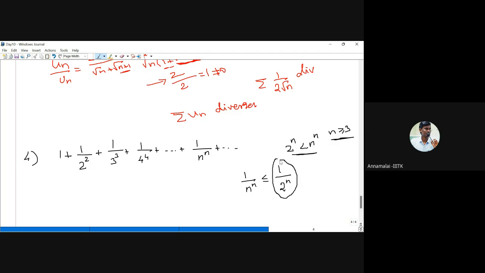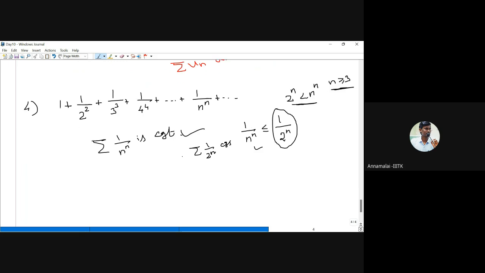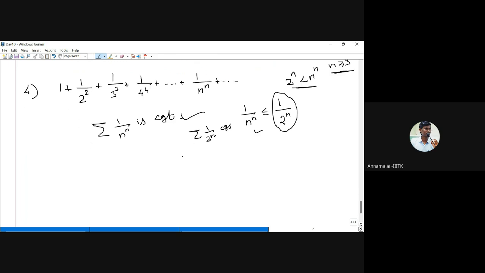Now, we know this is a geometric series and it converges to 1 by 1 minus 1 by 2, that is, we get 2. Therefore, this converges. So summation 1 by n power n is convergent by the comparison test, because 1 by n power n is less than or equal to 1 by 2 power n. And we know that summation 1 by 2 power n is a geometric series which converges, so by the comparison test, this converges. Okay, you should know the relation between some known series and the given series to check whether the series converges or not.